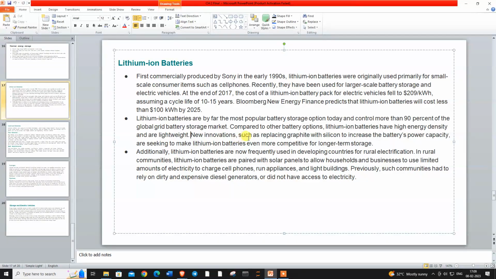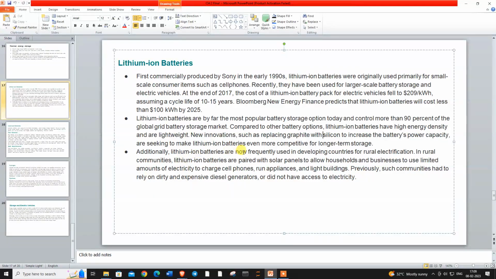They are being introduced for lithium ion batteries, such as replacing the graphite with silicon, which will increase the battery power capacity. They are also making lithium ion batteries even more competitive for longer term storage, by increasing the 10 to 15 year life to more than 25 years. So there is a very high amount of innovation, which will replace the graphite with silicon for better capacity.